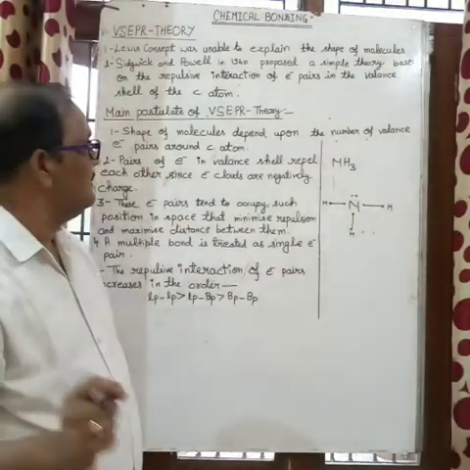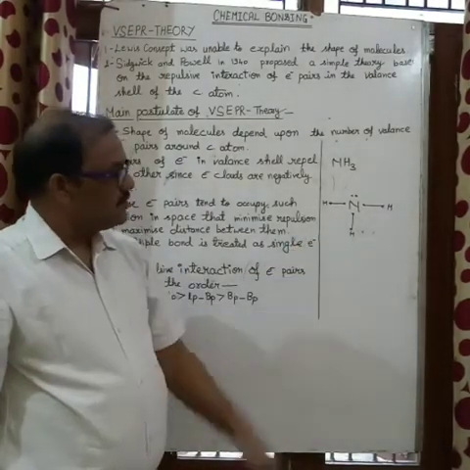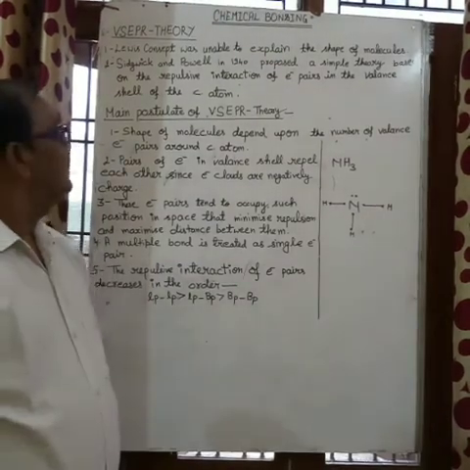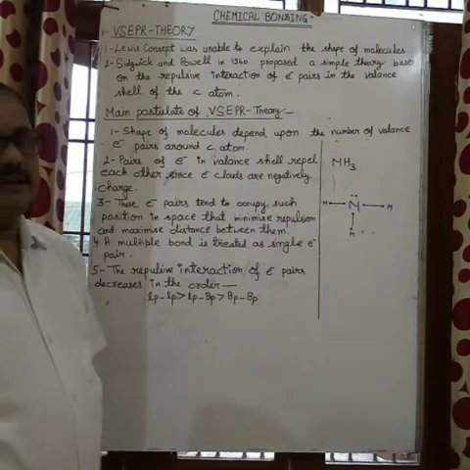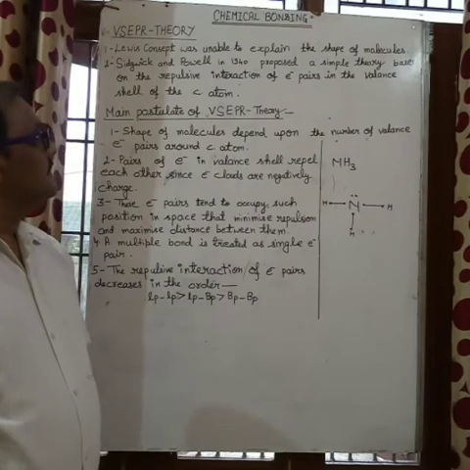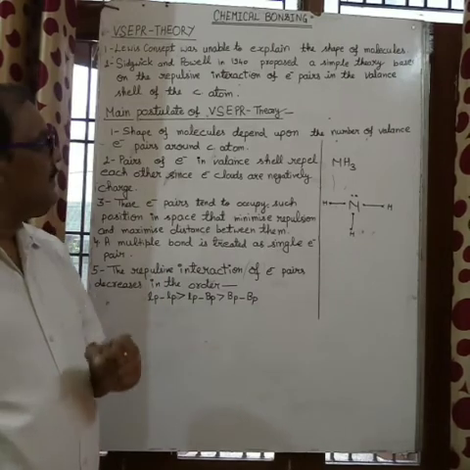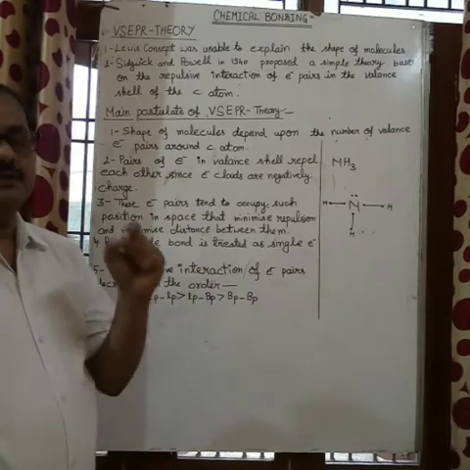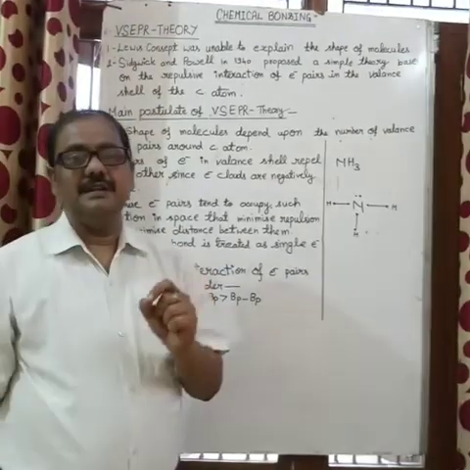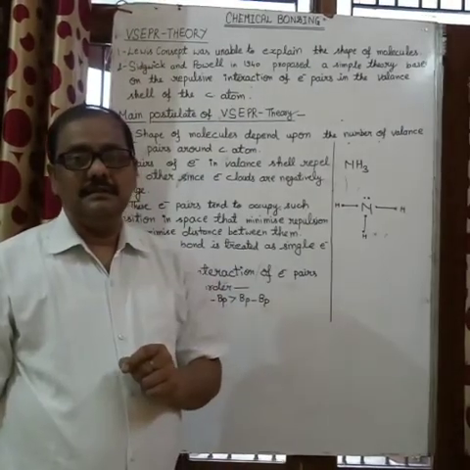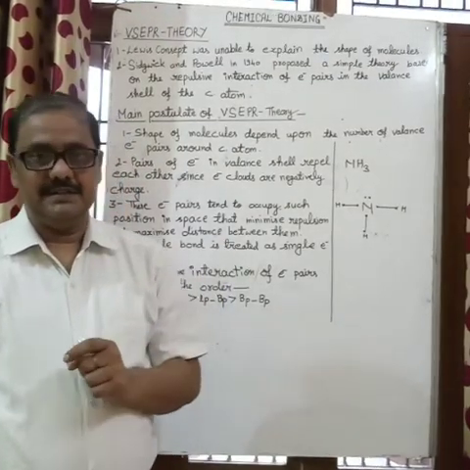So usually VSEPR theory was proposed by the scientists Sidgwick and Powell in 1940. Simply, they explain the shape or geometry of the molecule, which is based on the electron pairs present in the outermost shell of the central atom in the bonding state.